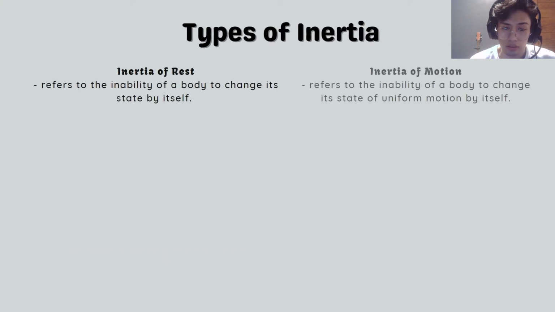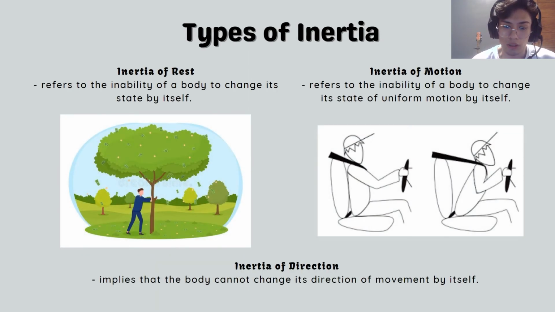There are three types of inertia. The first one is inertia of rest. It refers to the inability of a body to change its state by itself. For example, when we shake the branches of a tree, the limbs fall because the components they are attached to come into motion. On the other hand, the limbs tend to be at rest and hence get detached.